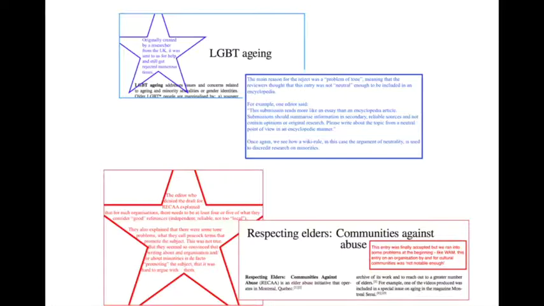So these are other examples of entries that ran into problems because of these two criteria. For example, with LGBT aging, the Wikipedians that reviewed it said that it had problems of tone, which we tried to work on, but it didn't really have a problem of tone, so it was hard to change it in a way that they would find acceptable.